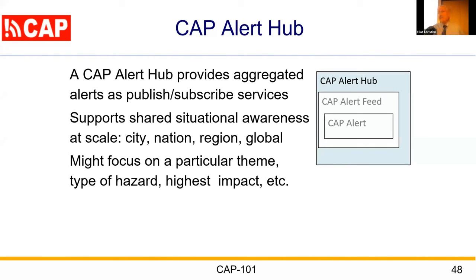We can do this at any scale. We can do this down at the city level, which is typically what you do in your emergency operations center. We can do it at a national level. We can do it at a regional level, like all of Europe or all of the Middle East, or global. We can also select alerts into collections to focus on a particular theme. So we might have all alerts having to do with transportation, all alerts having to do with food security, all alerts having to do with nuclear proliferation. Whatever is making sense for that particular need.